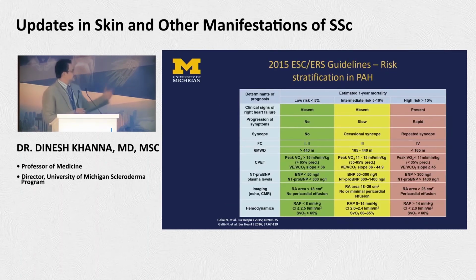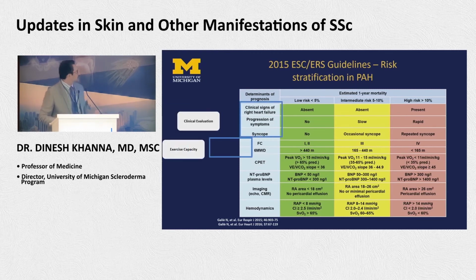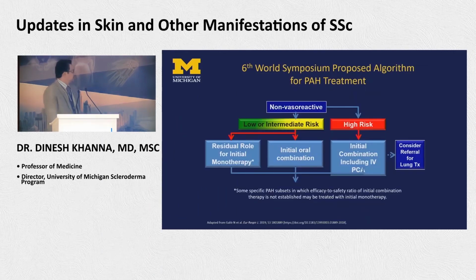And the pulmonologists and cardiologists are moving towards what we use in rheumatoid arthritis: remission, low disease activity, and high disease activity. And that's how I look at it: low risk, remission, low disease activity, intermediate, and high risk. And they have moved on to look at this at every time point: clinical evaluation, exercise capacity, and the right ventricular function. And this is the data from the World Symposium. See, your goal is to keep patients in remission, like in rheumatoid arthritis.